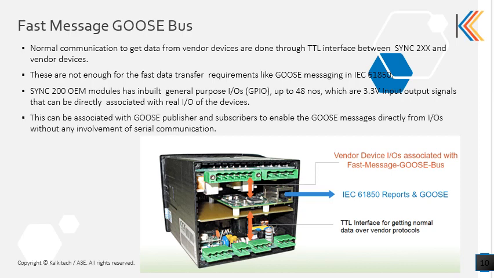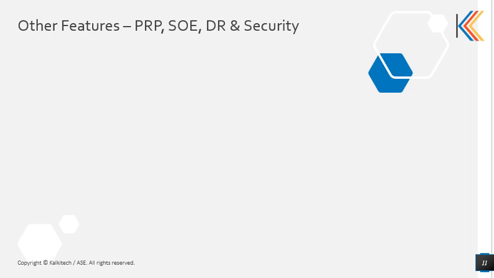So this can be associated with the GOOSE publisher or subscriber, and a GOOSE message can be directly linked with the IOs without using any serial communications. This is one of the key mechanisms which we support as the fast message GOOSE bus for having GOOSE timing requirements supported for the vendor. Now moving on to other features, we also have parallel redundancy protocol supported, sequence of event support, disturbance record collection, and all the security mechanisms supported.